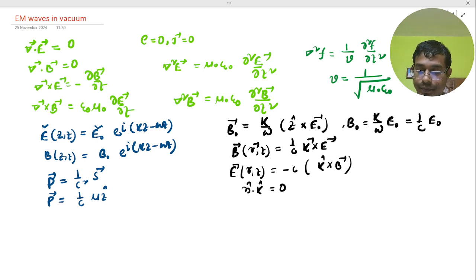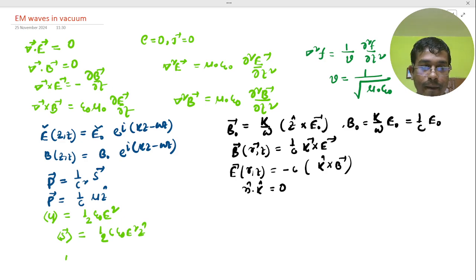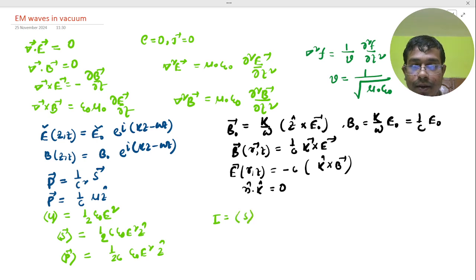U is basically the energy density written in the form that the U average is half epsilon naught E square average, S average is half C epsilon naught E naught square, P average must be 1 by 2C epsilon naught E naught square, and I, intensity, is the average of the Poynting vector, basically half C epsilon naught E naught square.